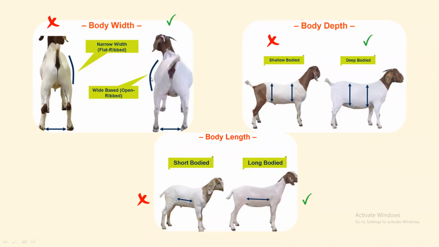Then the body depth, you can see these two animals, one is having shallow bodied, another is having deep bodied. Deep bodied, see there are two arrows starting from the top to bottom. The deep bodied animal is recommended. Next is body length, short bodied and long bodied, always long bodied animals are recommended.